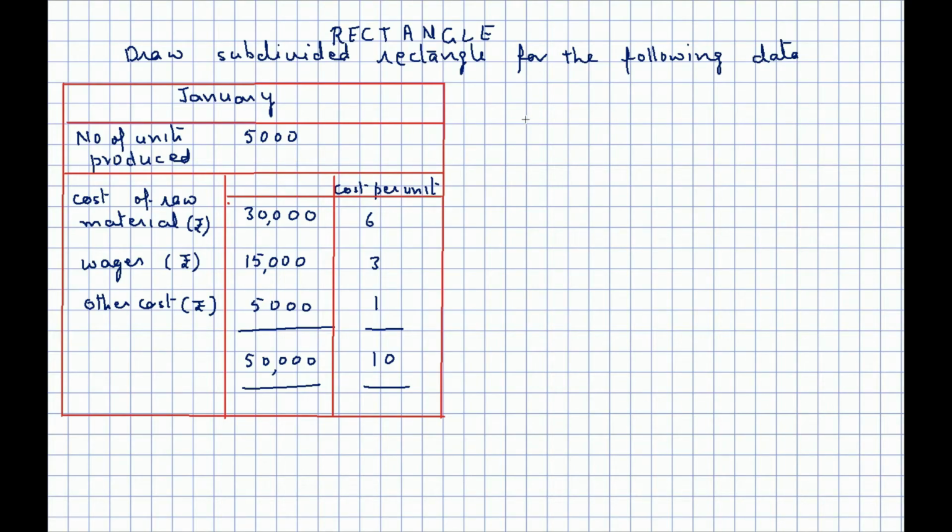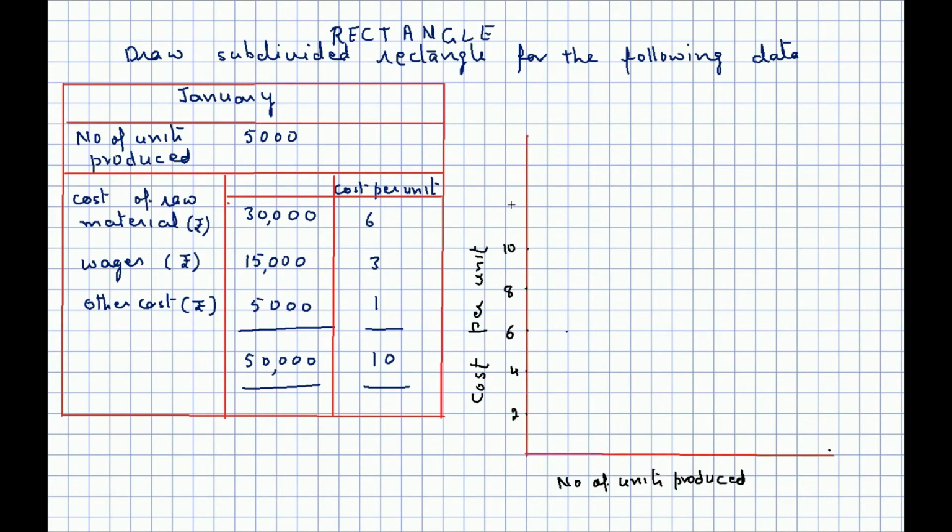Now multiply 5,000 by 6, you will get 30,000. Total cost of raw material is 30,000. Multiply 5,000 by 3, you will get 15,000. Multiply 5,000 by 1, you will get 5,000. So total cost of production, if you add them, you will get 50,000. And total cost per unit, if you add them, you will get 10.